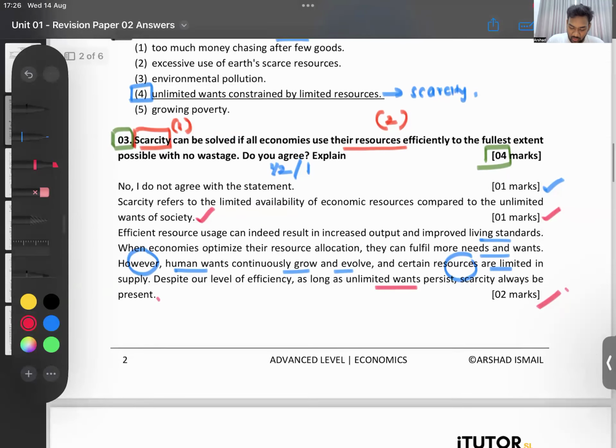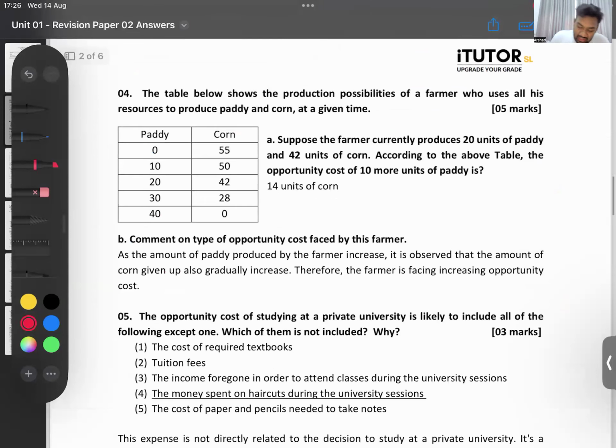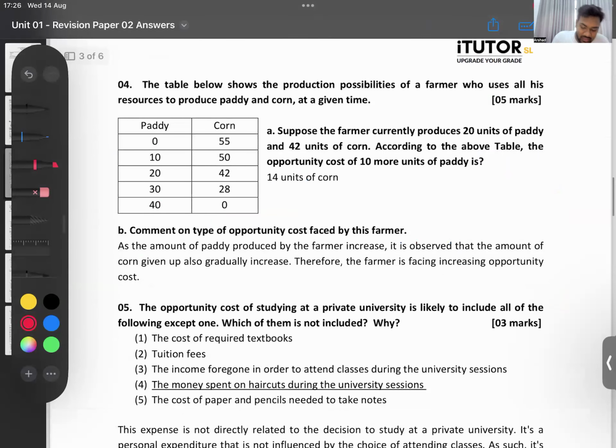Done. Then going to question number 4. Now, this is a small calculation kind of thing. Question number 4 is saying, the table below shows the production possibilities of a farmer who uses all of his resources to produce paddy and corn. So, when he produces 0 paddy, that means he is using all of his resources to produce corn, so he can produce 55 units of corn. When he produces 10 paddy, he can produce 50 corn. 20 paddy, 42 corn.